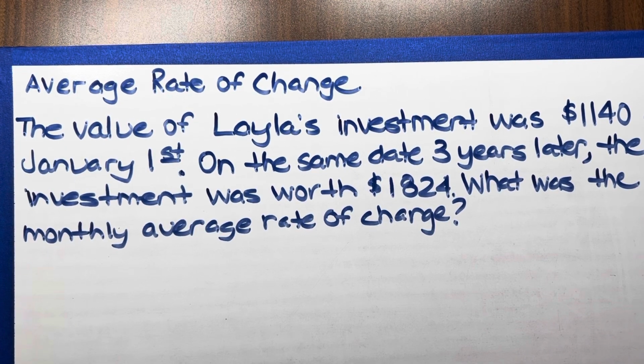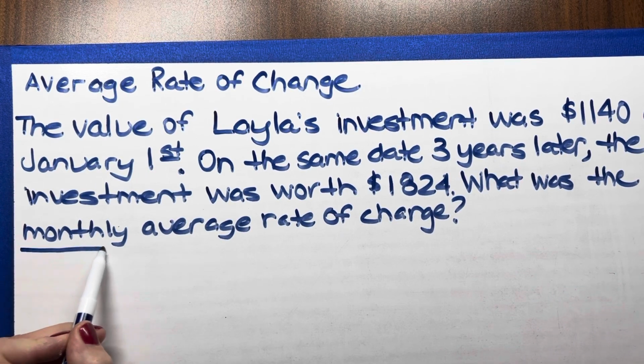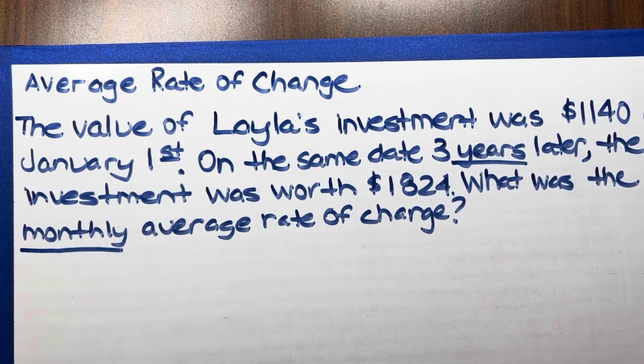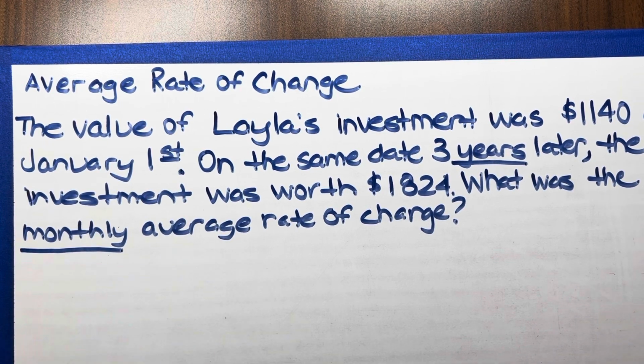So, a couple of things to think of in a problem like this. First of all, this is what jumps out at me first. The way in which the time is being presented first tells me that 3 years have gone by. That's important. But the question actually asks me to find the monthly average rate of change. So I need to convert to make the units of time match up.